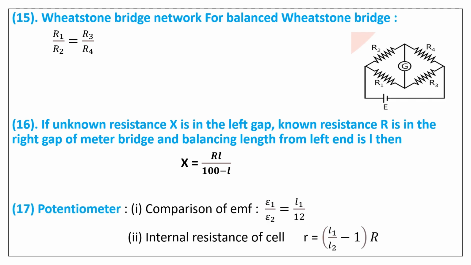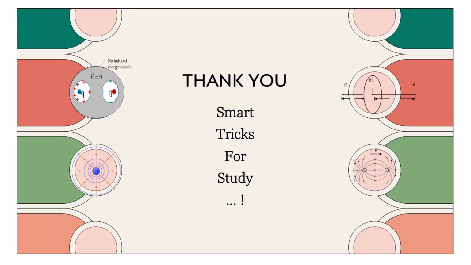17. Potentiometer. 1. Comparison of EMF. Epsilon 1 by epsilon 2 is equal to L1 by L2. 2. Internal resistance of cell. r is equal to (L1 by L2 minus 1) into R. This ends chapter 2 and 3 formulas.